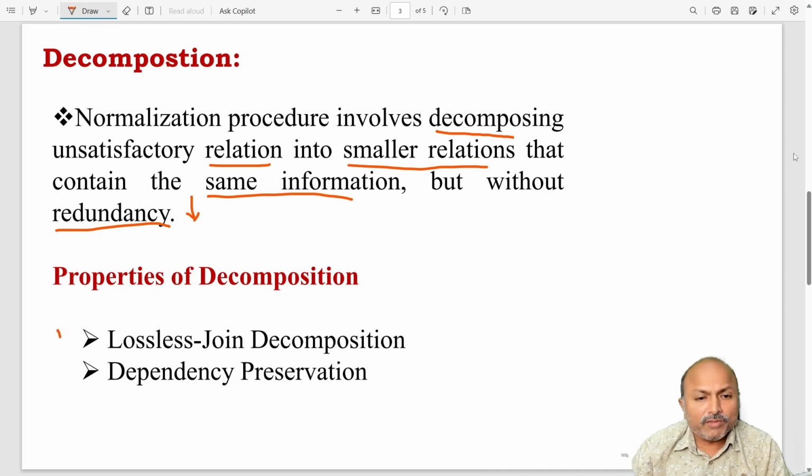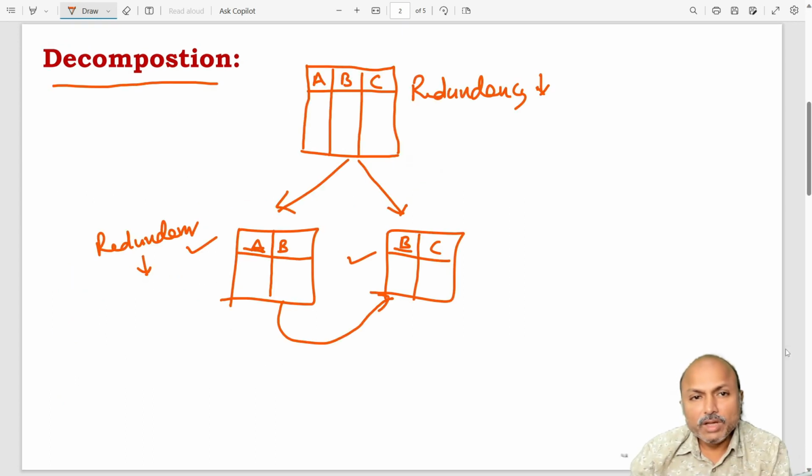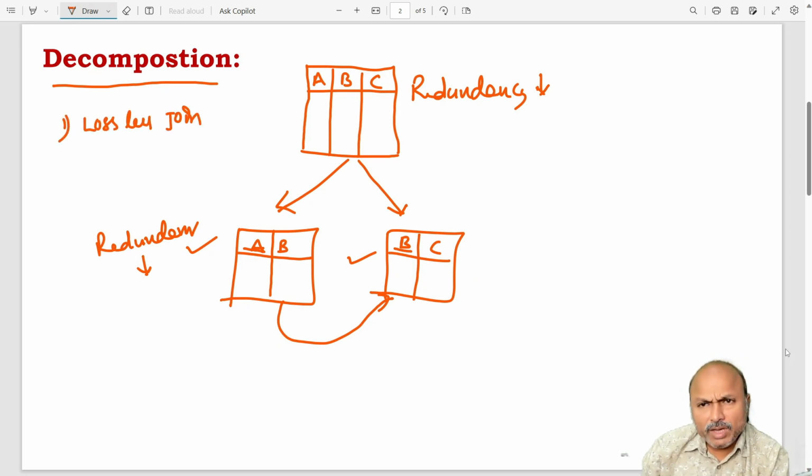There are two properties of decomposition. One is lossless join, another one is dependency preservation. Then we need to understand those two properties. First, lossless join. That means if you divide a table ABC, for example, you can write here table 1, here table 2, here table 3.